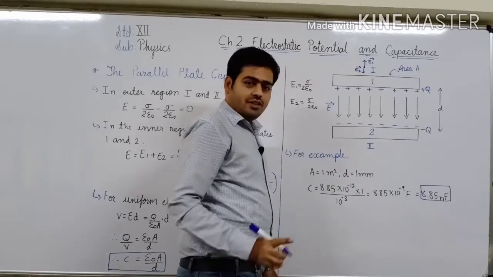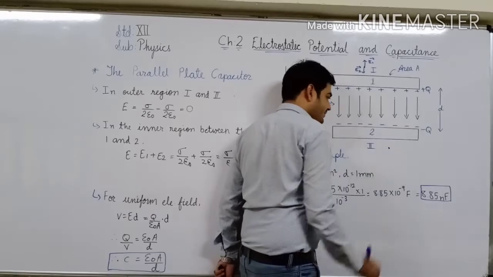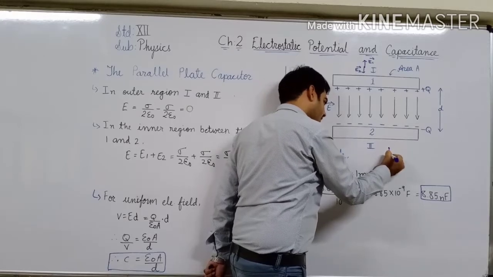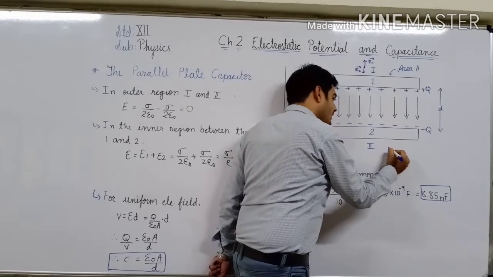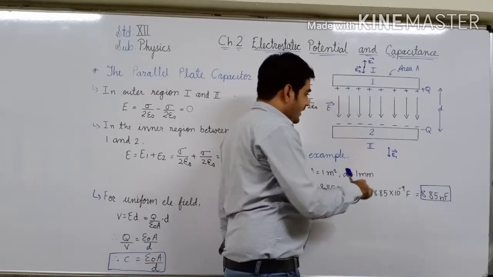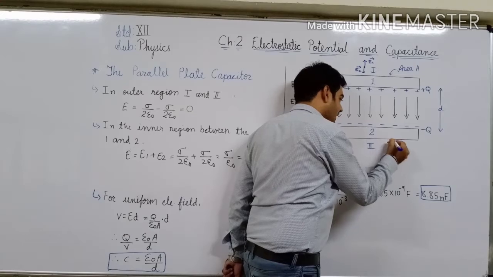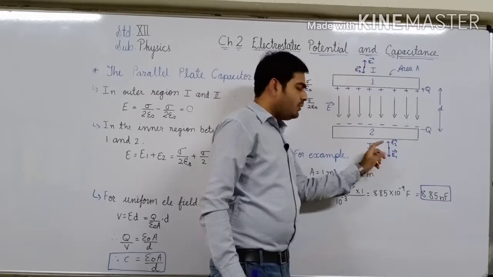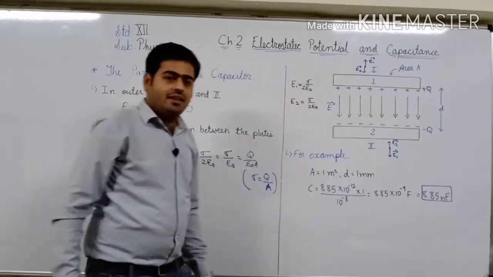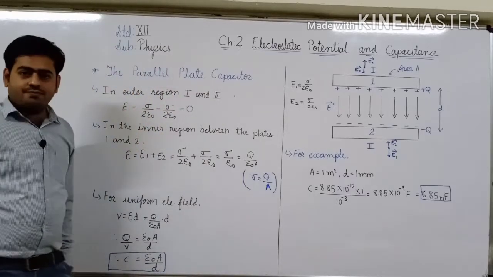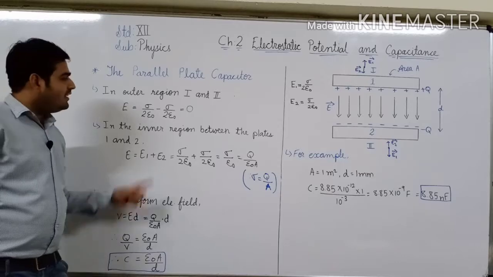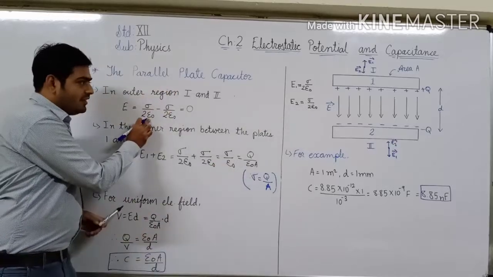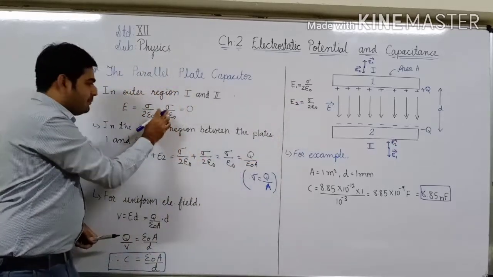Same way, for the second region, if we consider some point over here, then electric field due to positive charge is away from the charge, this is E1 vector, and electric field due to negative charge is towards the negative charge, so this is E2 vector. Here you can see E1 and E2 are both in opposite directions. Therefore net electric field E is equal to E1 minus E2. What is E1? Sigma upon 2 epsilon naught. And what is E2? That is also sigma upon 2 epsilon naught.